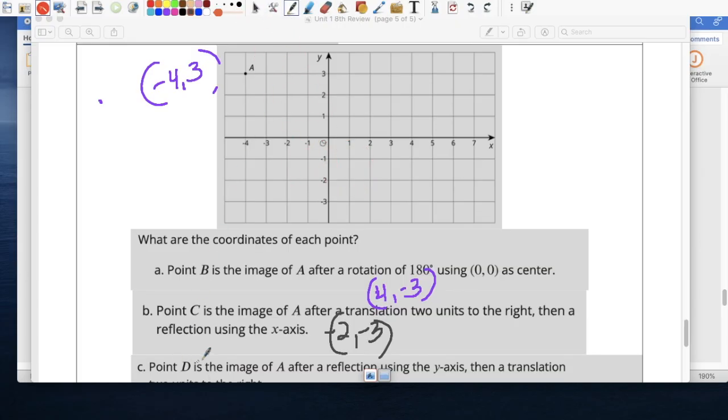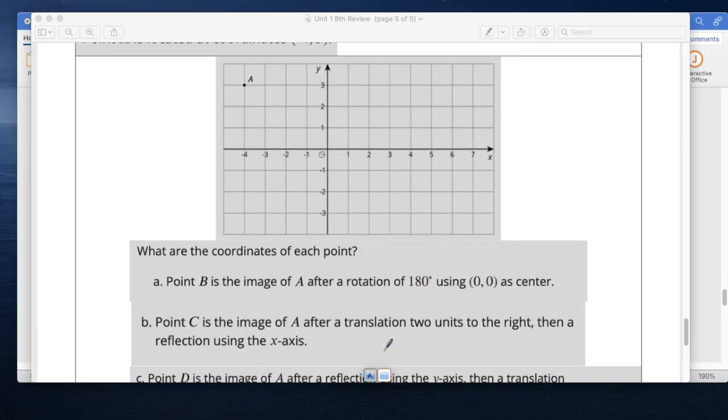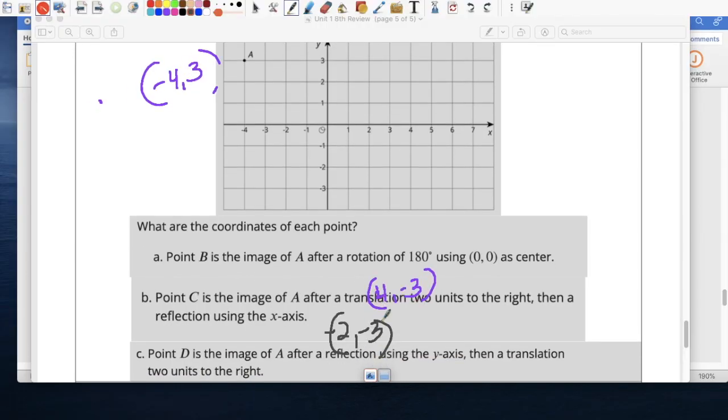D. Point D is an image of A after a reflection over the y-axis and a translation. Let me move this. Translation 2 to the right. So erase this. So we're going to go over the y-axis. Which one is the y-axis? So let's draw a line so you don't forget. This is the y-axis. So let's reflect it. So point A is going to be 1, 2, 3, 4. On the other side, it's going to be 1, 2, 3, 4. So it's going to land over here.